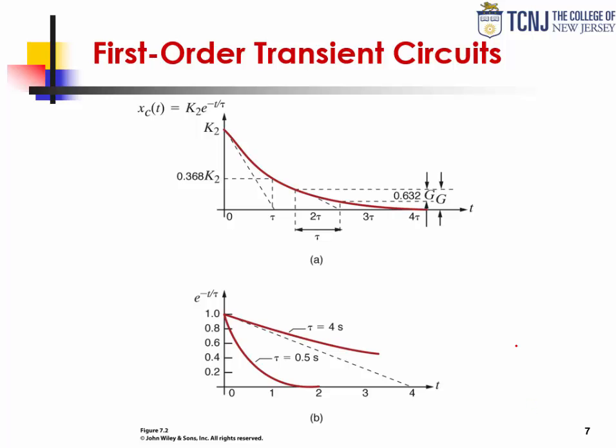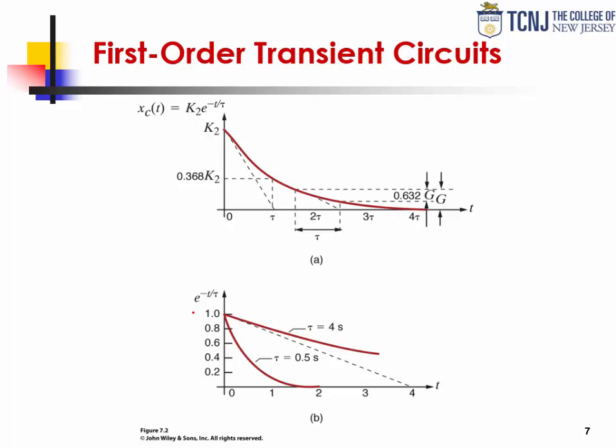This is a pictorial example of the meaning of the time constant. If we have a circuit that has a form of k2 times e to the minus t divided by tau, meaning that after a long time the value of the function is equal to 0, as we see here, we see that the function is going to start with the value of k2. And if we go back to the general form of the equation, it supports that.